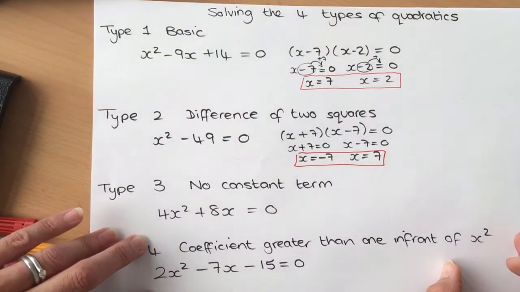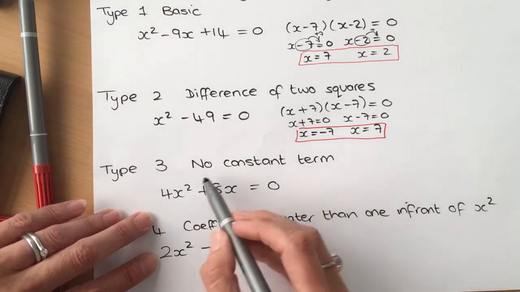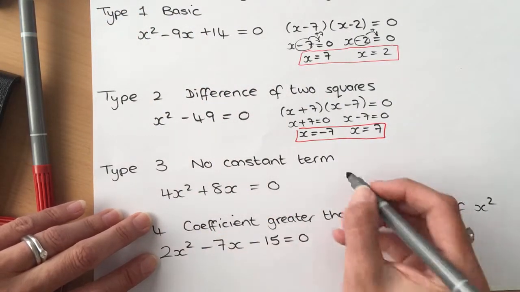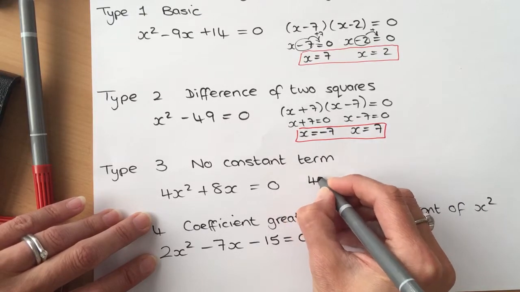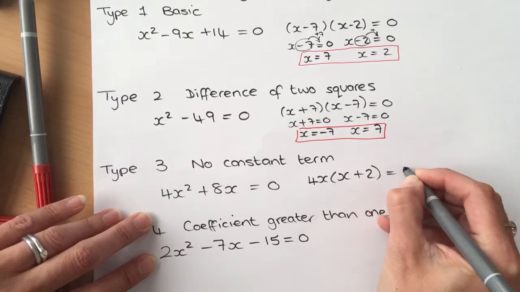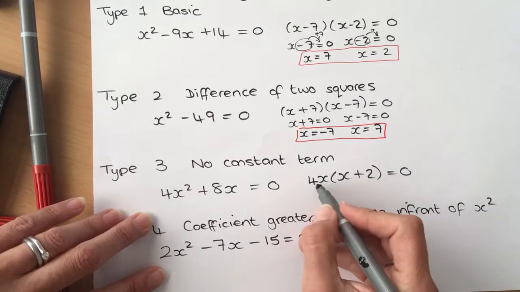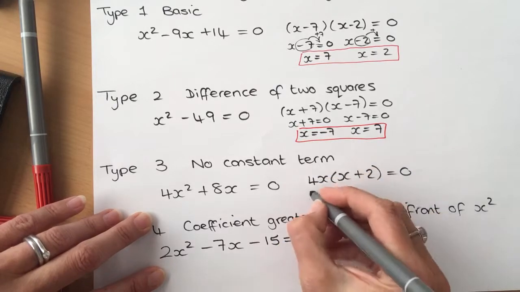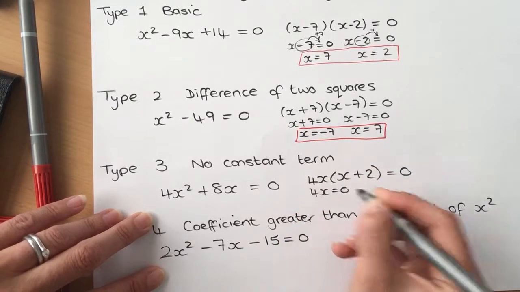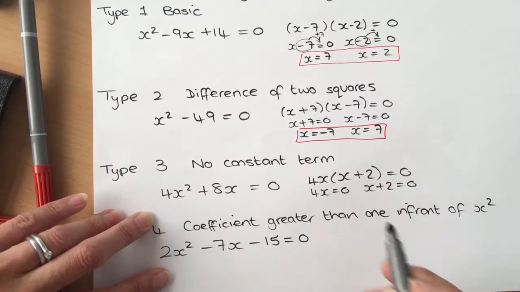That's the second type. Now moving on to type 3, where we have no constant term. We have the factorization 4x times x plus 2 equals 0. Again, refer to my previous videos on how to factorize that. We pull out the individual parts, so this time I'm pulling out 4x equals 0, and I'm pulling out x plus 2 equals 0, and I solve the individual parts.